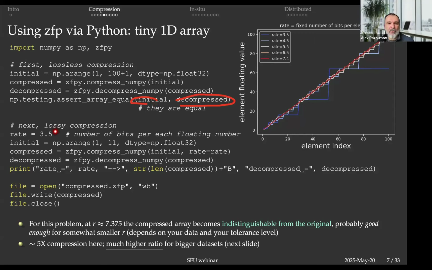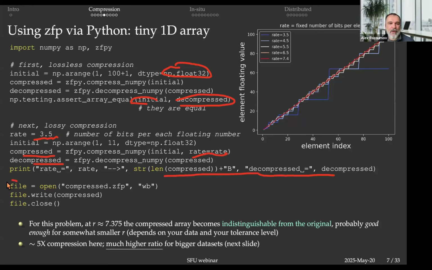Now with the lossy compression, what I do here is specify the rate, the number of bits that I want to use to store every floating number. Each one of these data values is a floating number, right? It's actually single precision. And then I compress it using the rate of, let's say, 3.5. I compress it, store it in this array, and then I decompress it, and optionally I can print the number of bytes that I use to store that string.